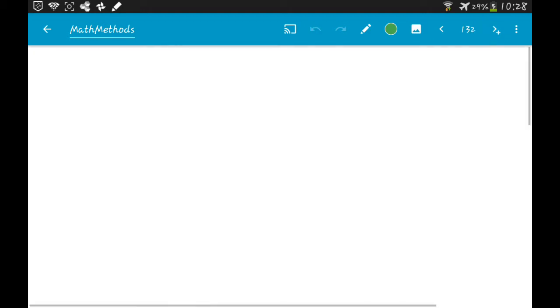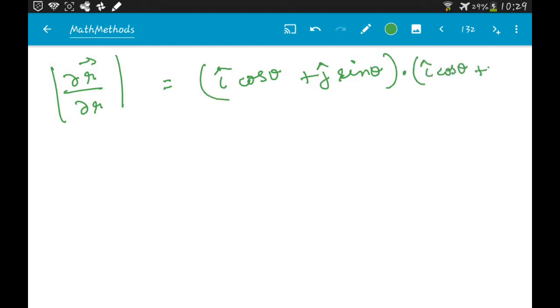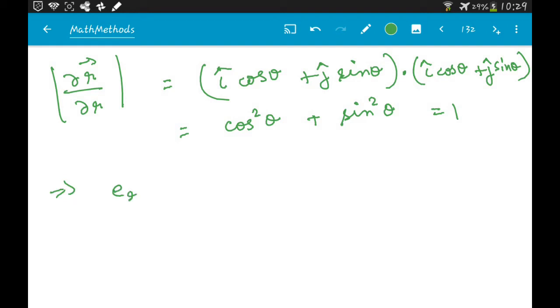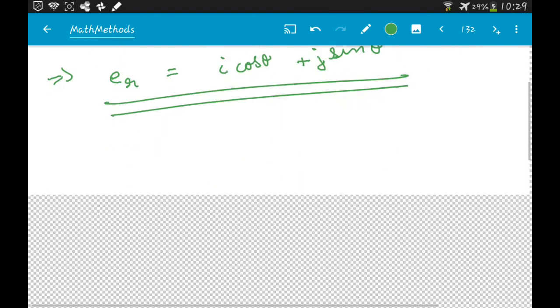So you are going to get i cos theta plus j sin theta, and the norm of this is i cos theta plus j sin theta dot product with i cos theta plus j sin theta. So this is going to be cos square theta plus sin square theta, which is nothing but 1. So you are going to get ER is equal to i cos theta plus j sin theta. Right? You are getting this from this method as well.